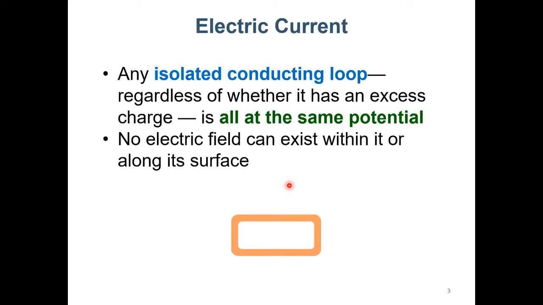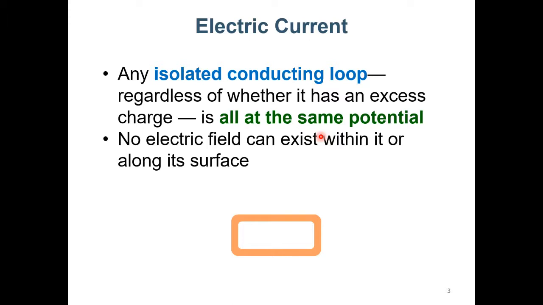So first of all, the electric current. Any isolating conducting loop, regardless of whether it has excess charge, is all at the same potential. So actually, for this loop, there is no current, no electric field at all. So they are at the same potential, and this is very great because it is very easy.